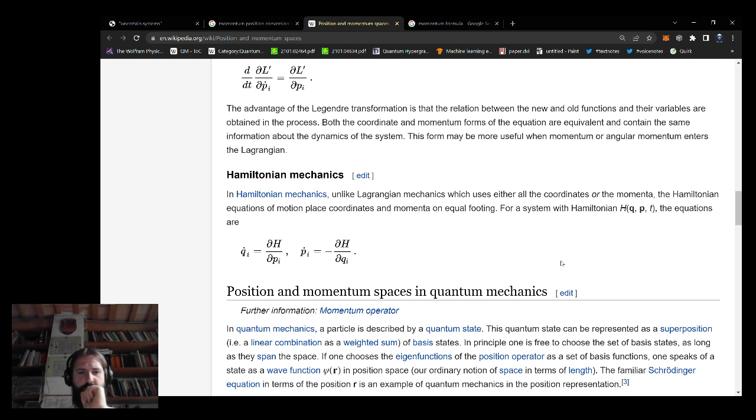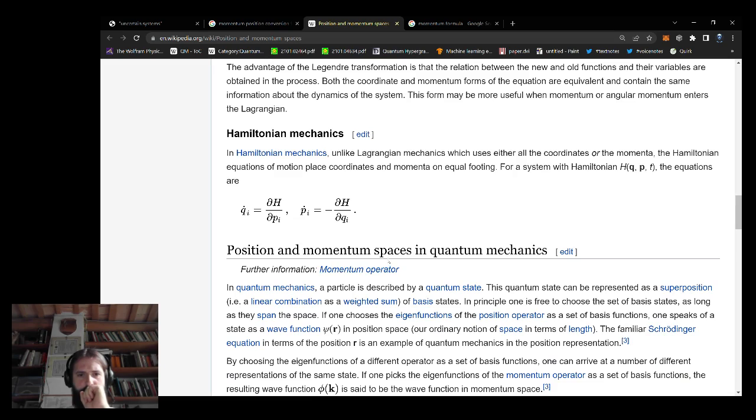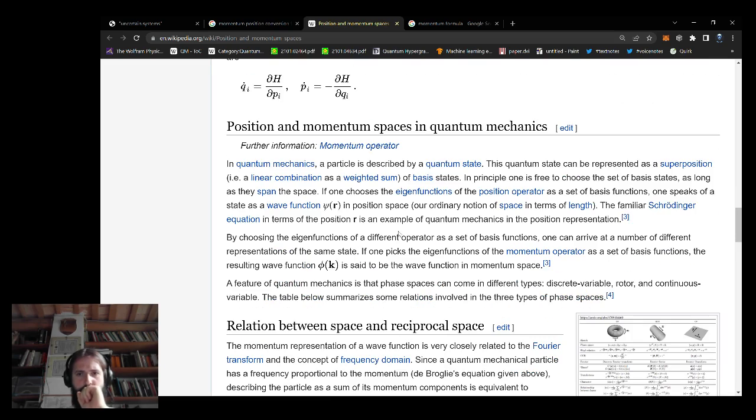Hamiltonian mechanics. It is essentially velocity, right? I think. In quantum mechanics.